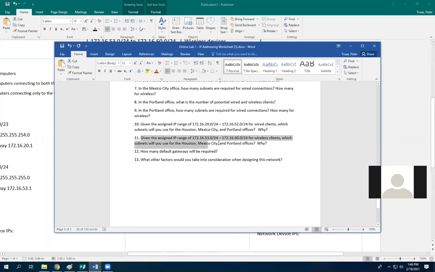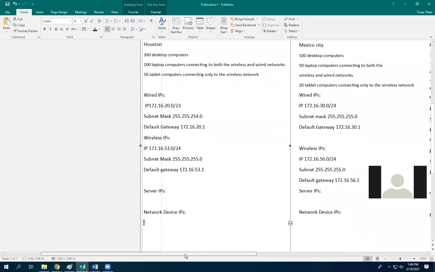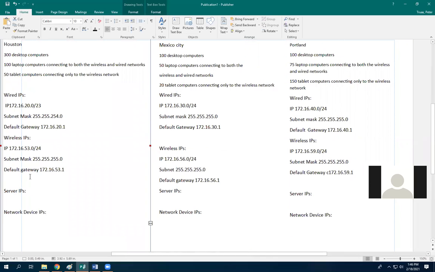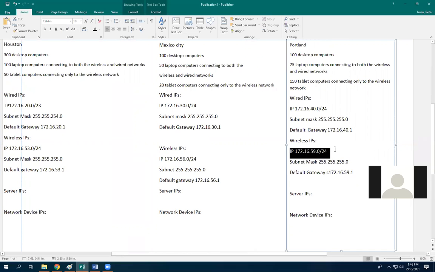And then given the assigned IP ranges for the wireless, which subnets would you use for Houston, Mexico City, and Portland, and why? Okay, so I just went by dividing them up almost equally. Sounds like some of you wanted to do something a little different, giving them a little more room because they have more computers and might have even more in the future. That's perfectly valid. Good reasoning. Makes sense to me. So here I've given this one 512 addresses and I've only got 175 computers.